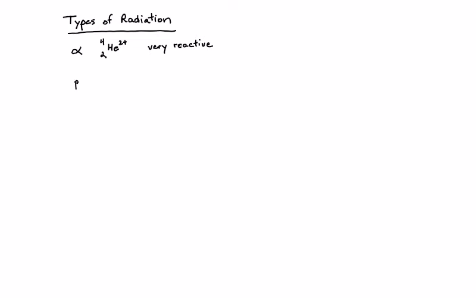Okay, beta radiation, we said, was essentially just a high energy electron. Now the way that we symbolize that is with the Greek letter beta, and then for the atomic number we use a -1, and then the mass number is 0. And it turns out that beta radiation is far less reactive. And the thing that the alpha radiation and the beta radiation have in common is that they are both particles.